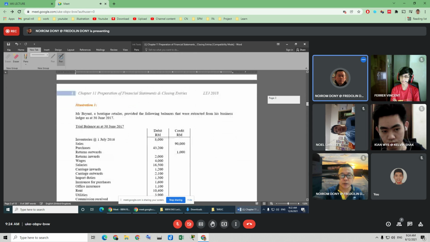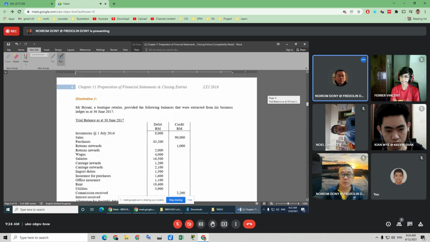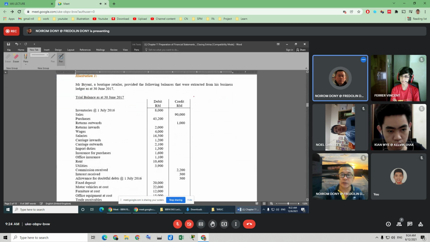Okay, look at this illustration. Mr. Brian, a boutique retailer, provided the following balances extracted from his business ledger as at 30th of June 2017. So the accounting year end is very important. If this is ending 30th of June, what is the beginning date? After June, that is 1st of July, and then the year you move backward, 2016. So this is the duration, one year.